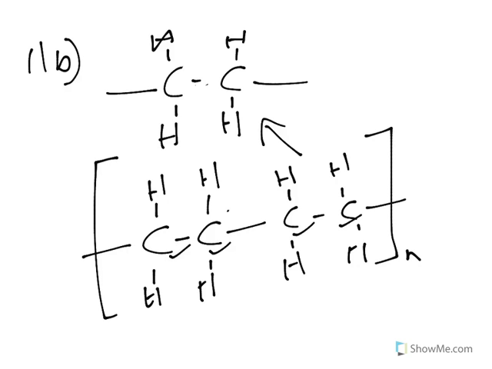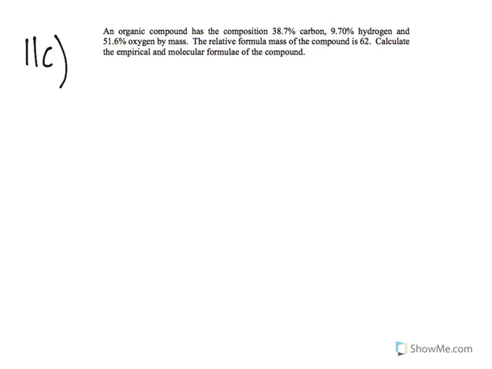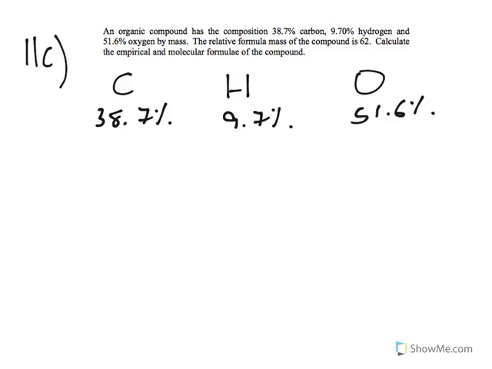And that's it. Okay, so question 11c says that an organic compound has, okay, so I'll just organize this first. I'll say carbon, hydrogen, and oxygen, and it is 38.7%, 9.7%, and 51.6% by mass.